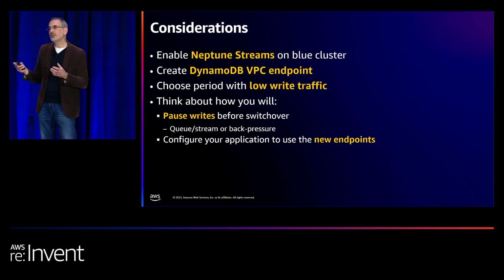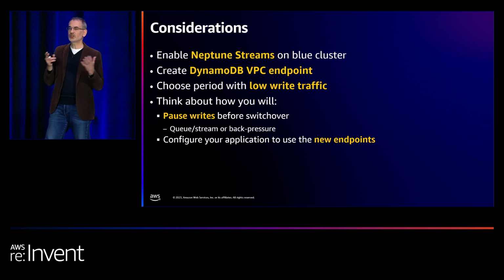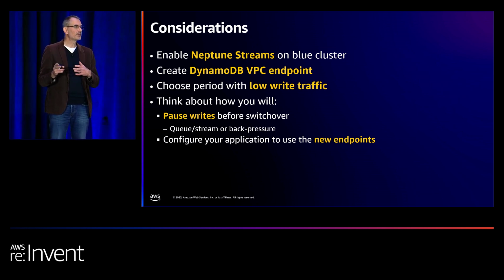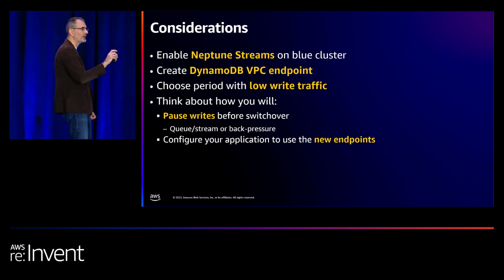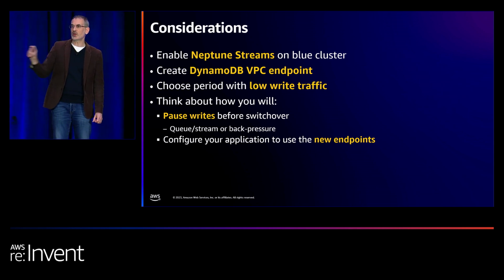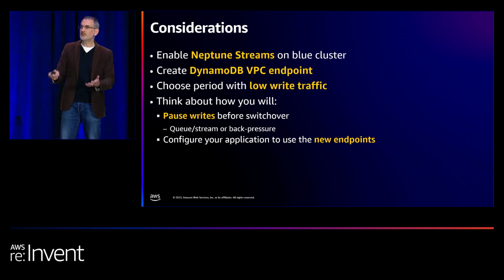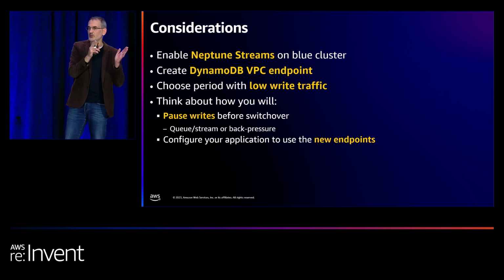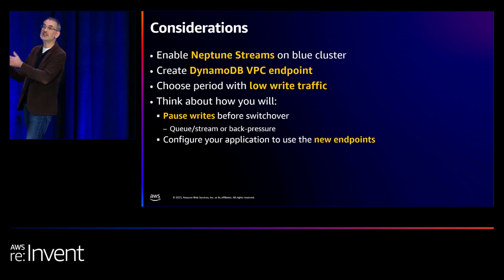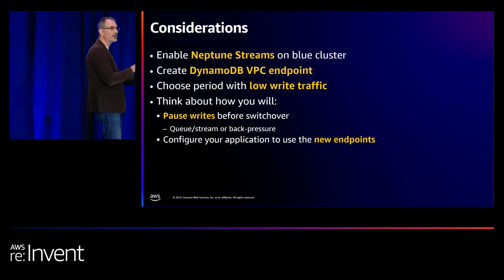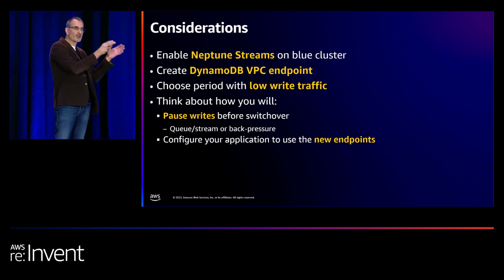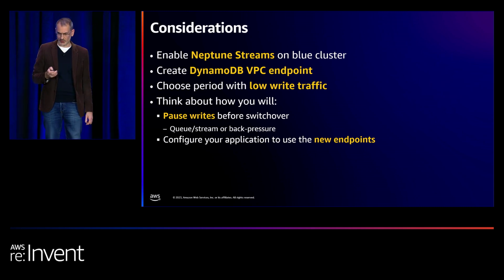And then you're going to need to think about how you're going to manage the changeover at the very end. Towards the end of the process, you're going to have to pause the writes on the blue cluster just to allow the last few transactions to replicate over. And then you're going to have to configure your application to switch from using the blue to the green cluster. Because this is a new cluster with new endpoints, new DNS addresses. So somehow you will need to ensure that you can configure your application to direct the traffic from one to the other at the end of the process.